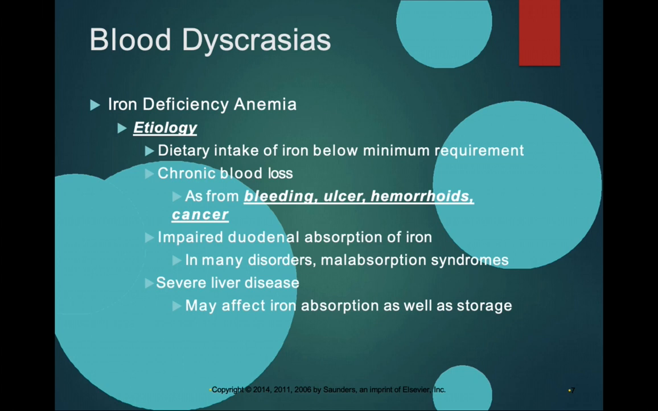There could also be impaired duodenal absorption of iron, so maybe the person is consuming enough iron, but they're just not absorbing it. Remember, it's not you are what you eat, it's you are what you can digest and absorb and assimilate. Severe liver disease can affect iron absorption as well.